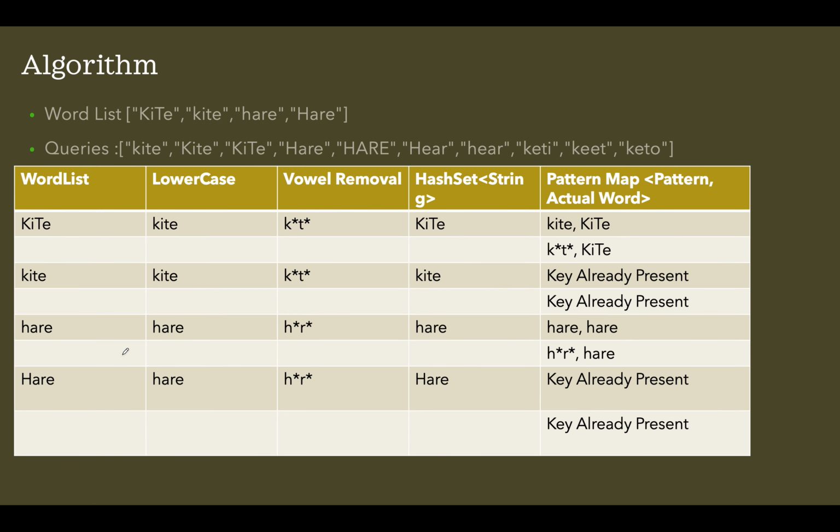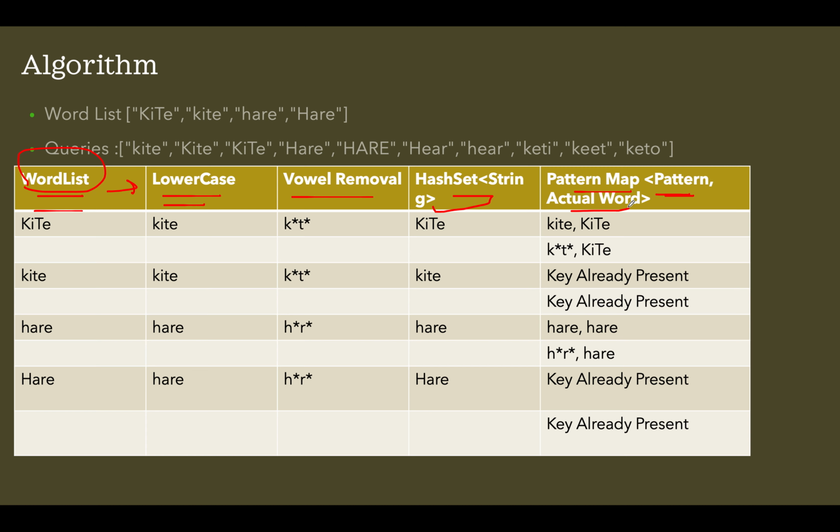So I have created 5 columns here. The first one specifies the input list. The second one specifies the lowercase string of the input list. The third one specifies the vowel removal rule, and I generated a regex out of it. And then the fourth one signifies a hash set of the input of the word list. And the last one is a pattern match, where I have created a map of string comma string, where the first one signifies the pattern and the second value is the actual match in the word list.